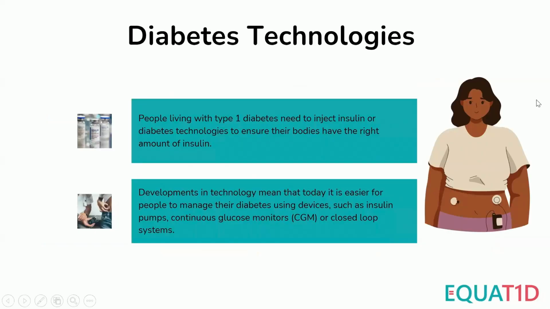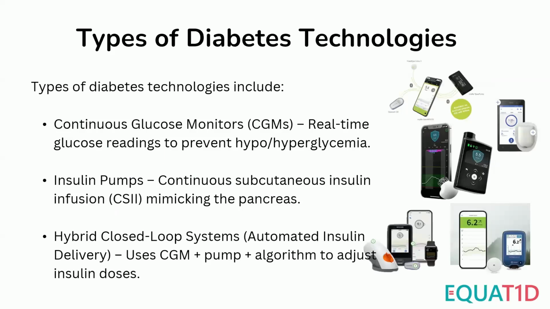So, as I mentioned, people with type 1 diabetes need to inject insulin or use diabetes technologies to ensure that the correct amount of insulin is delivered. And there have been a number of developments in technology that can make it easier for people to manage diabetes using some of these devices, such as insulin pumps, continuous glucose monitors, or CGM, or closed loop systems, which we'll talk about in more detail today.